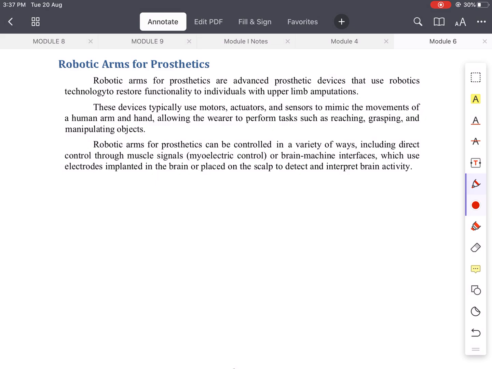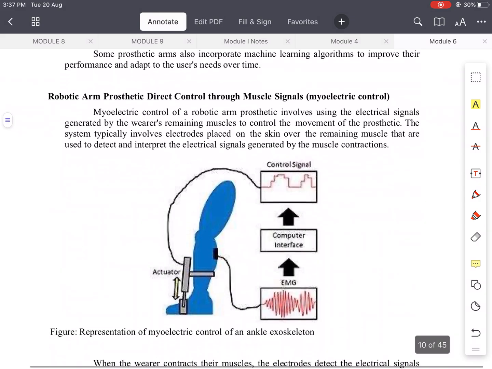A robotic arm is controlled in two major ways. One is direct control, which we call myoelectric control. The second is a more sophisticated way of creating a prosthetic arm, which we call a brain machine interface. Knowing these two types, let us concentrate and understand more of this.